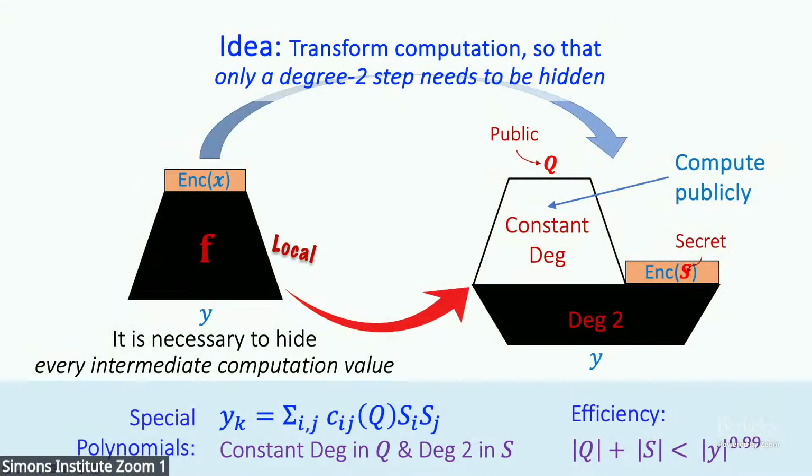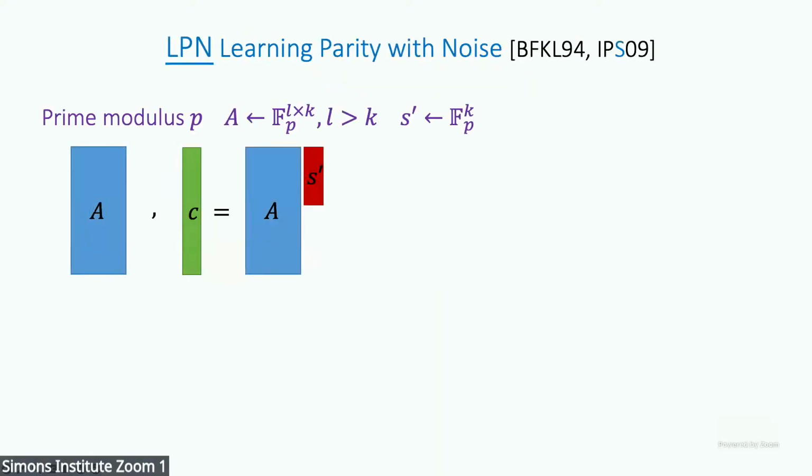So what's the efficiency goal? The efficiency goal is that the size of both this public input and the secret input should be polynomially smaller than the output. That's the objective. If we can do that, then by what I've said already, we're golden. This is restating the problem.